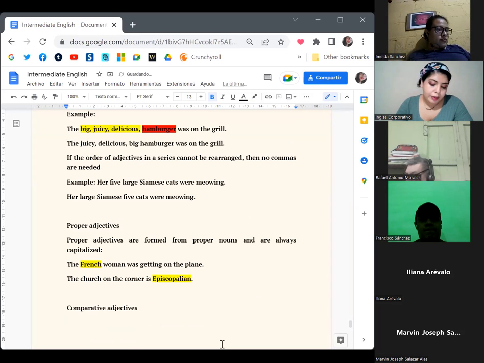And it says that comparative adjectives are used to show the difference between two nouns or pronouns by stating that one has more of something than the other. These adjectives are usually formed by adding er and are followed by the word than to show comparison.